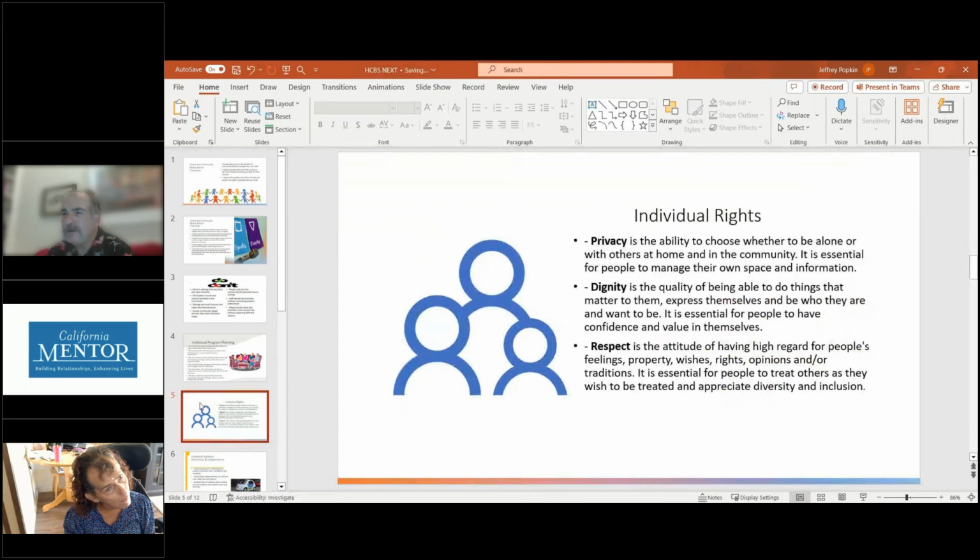Okay, people have individual rights. They have a right to privacy, and they can choose whether to be alone or with others at home. So if somebody wants to be in their room, especially now that the rules say that they can have a lock on their door, it's essential for people to be able to manage their own space and information.